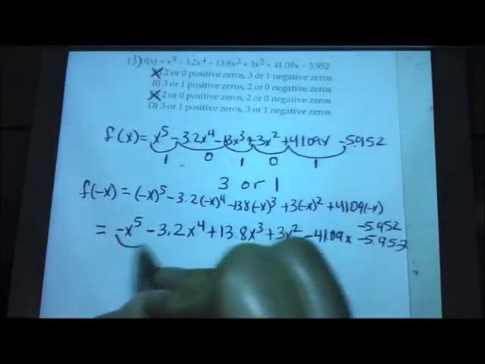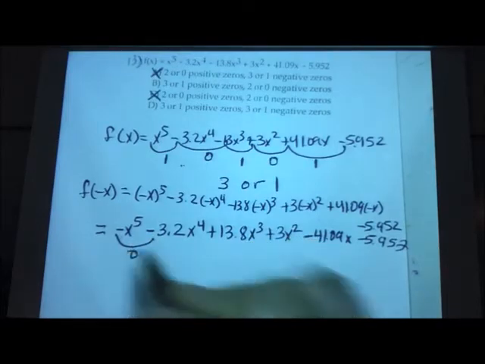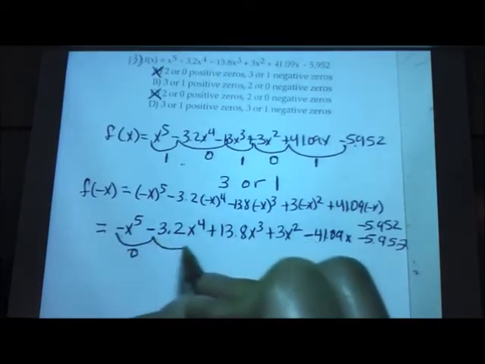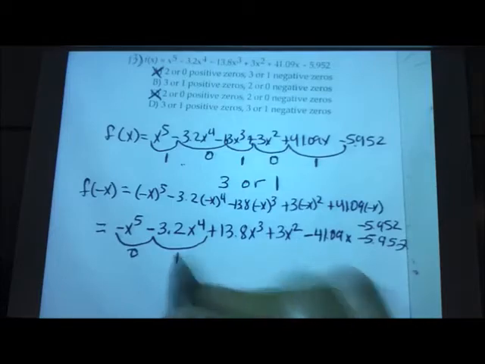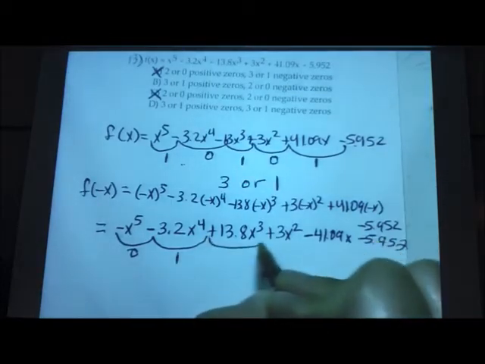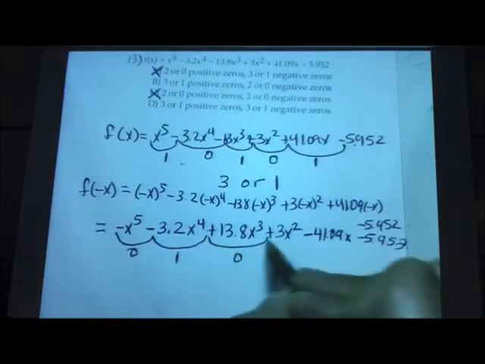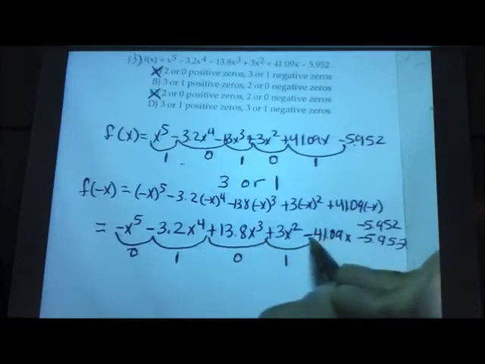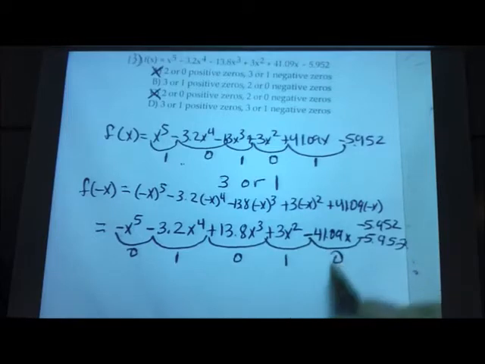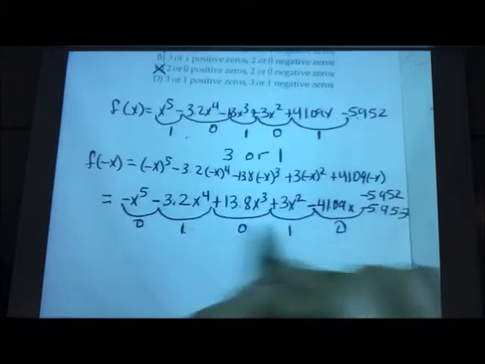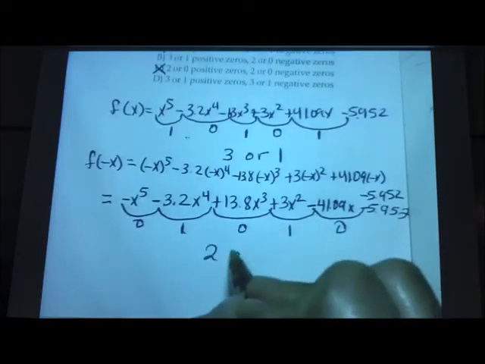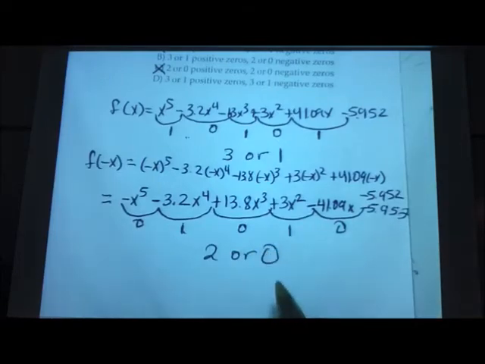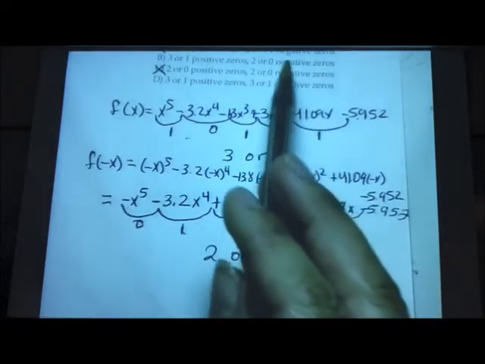So from a negative to a negative, is there a sign change? Nope. From a negative to a positive, is there a sign change? Yes. From a positive to a positive, sign change? Nope. Positive to negative, sign change? Yes. Sign change in the last part? No. So the only sign changes I have, 1 plus 1 is 2. We subtract 2, so it's 0. So who has 2 and 0? B.